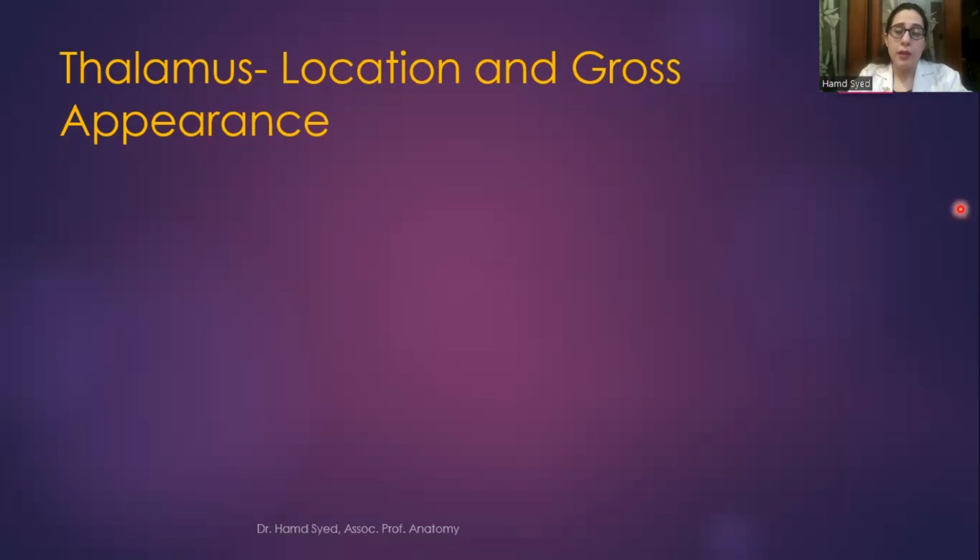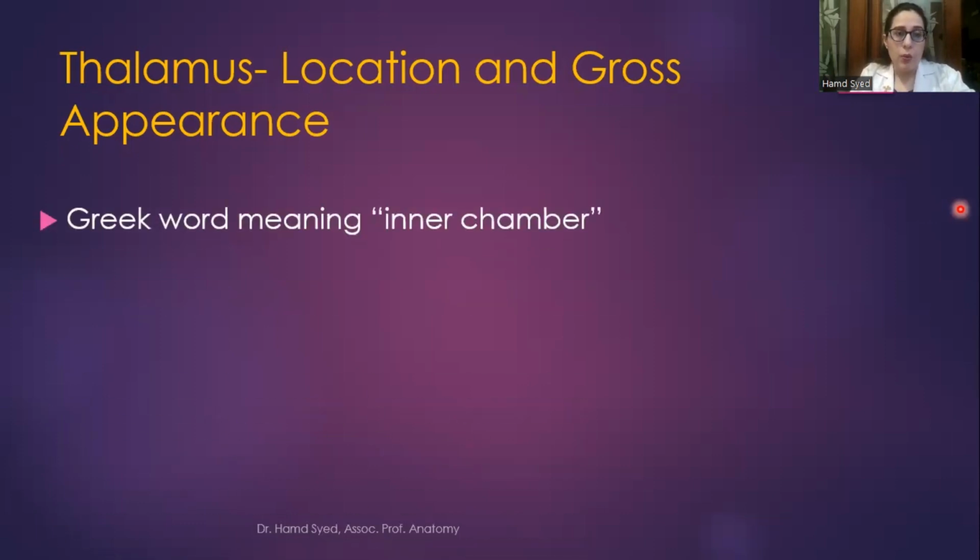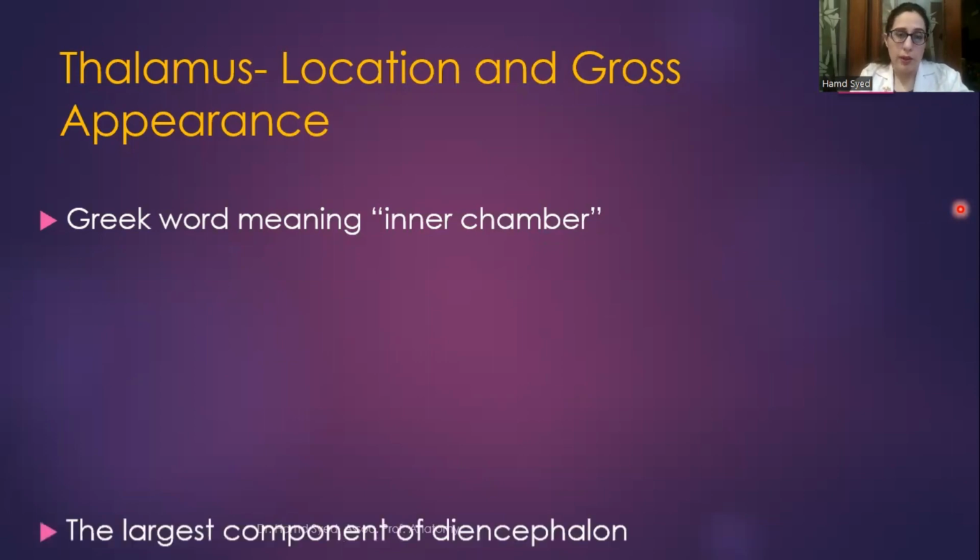Okay, now let's come specifically to our topic of discussion, which is the thalamus. Where is it located and what is its gross appearance? Well, remember, the thalamus itself is a word of Greek origin, which means inner chamber. And why is it called inner chamber? That is because it is the center where processing of information is taking place, where the different types of information are entering, and then they are further going to be relayed over here to the cerebral cortex.